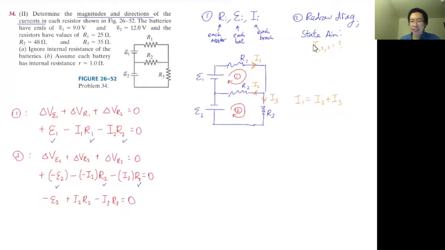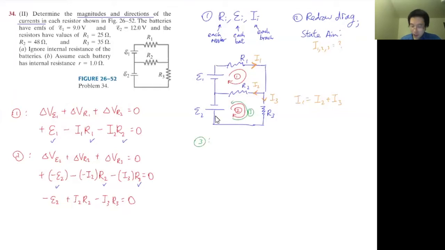Okay. Before I go into the deep algebra of things, let's see what happens if you made a different choice, if you made a choice to analyze the loop this way. So you go the other way around. Let's call that loop 3. How would that equation look?